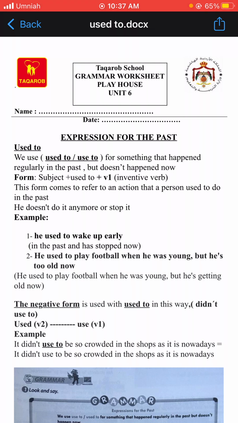So today inshallah we're gonna explain a grammar lesson. Our title for this grammar lesson is expression for the past.